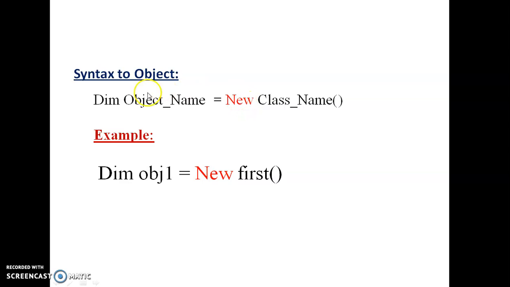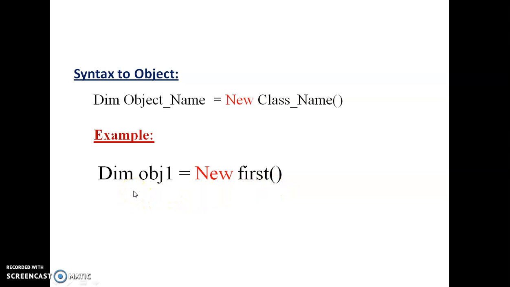The syntax says: dim object name equal new class name. The object name is our own user-defined name, we can give anything. The class name is the class through which we are going to create the object. For example, I have already created a class called first. Based on that I am going to create an object: dim obj1. Now my object name is obj1. This is the object of the first class, which is equal to new first. This was the simple syntax to declare the object.